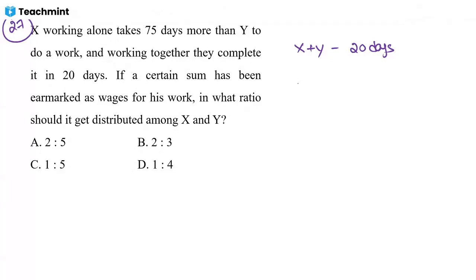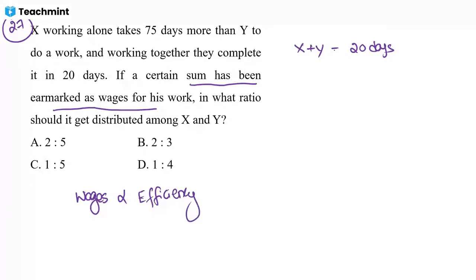X is taking 75 days more than Y. Okay, fine. Agreed. But what is that timing? We have to know, right? And then they're asking about wages, payment. Payment according to the work. Our payment is directly proportional to efficiency. If both are working together, the wages are directly proportional to efficiency. What is the efficiency of both of them? Depending on that we can decide. X and Y working together can complete the work in 20 days, but X is taking 75 days more than Y. Suppose here it is K days, here it is taking K plus 75.